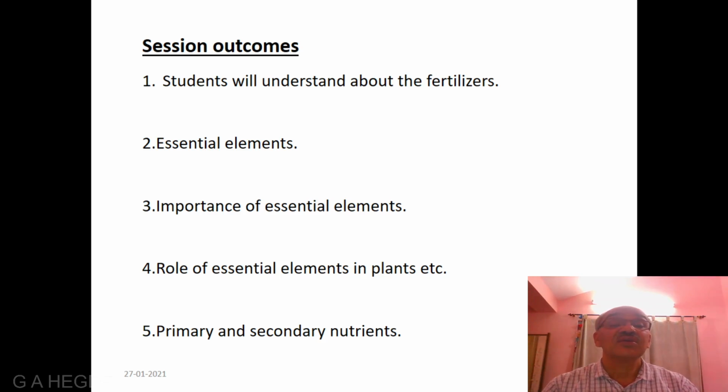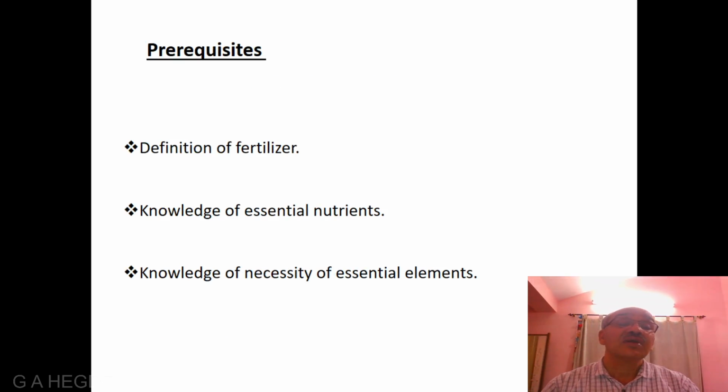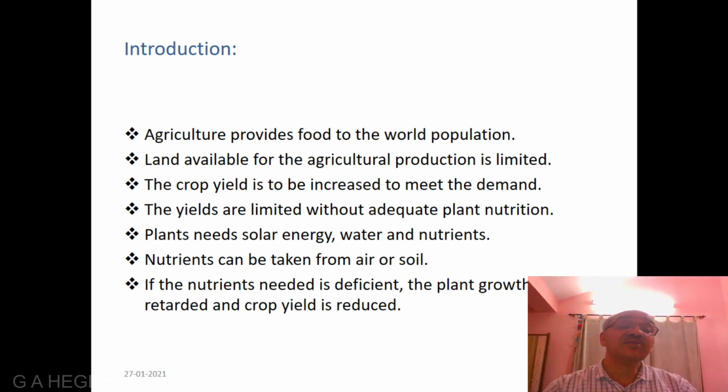After studying this, you will understand what fertilizers are, essential elements, the importance of essential elements, the role of essential elements in plants, and primary and secondary nutrients. In order to understand this, you must have knowledge of the definition of fertilizer, essential nutrients, and necessity of essential elements. With this, let us discuss fertilizers. Introduction.